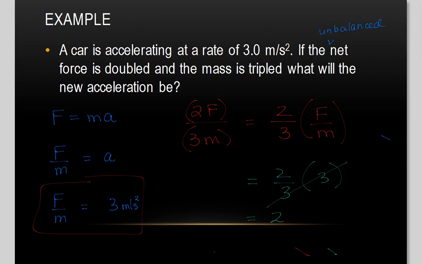Okay, I'll just sneak in some units there. F over m equals 3 meters per second square. And therefore the final answer will be in meters per second square. So this is your new answer. So it's about substitution, and it's about plugging in what you know and then doing a little bit of algebra.